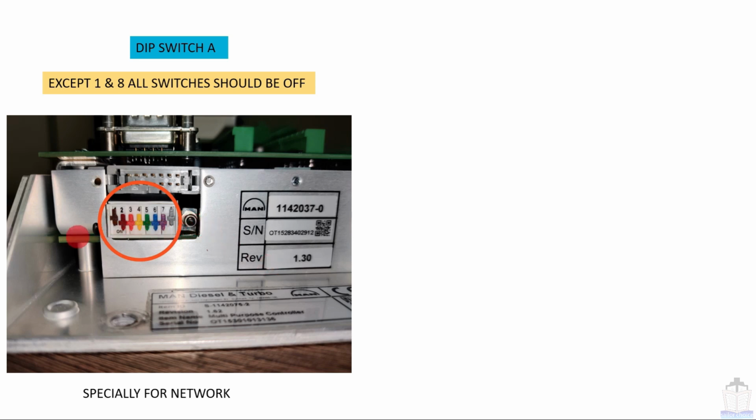One is installed on the motherboard, that is called the DIP switch A. In this DIP switch, except 1 and 8, all switches should be off. This is its default combination, and this DIP switch is especially for the network for the whole MPC.